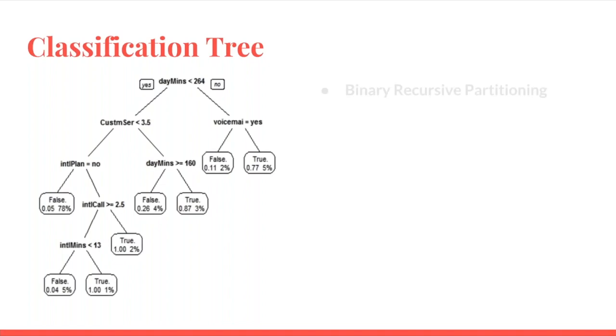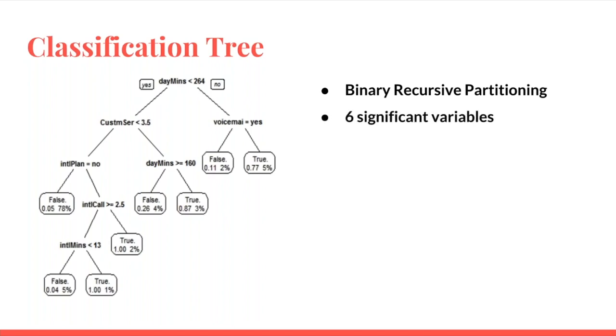A classification tree is a technique that uses binary recursive partitioning to build a decision tree that illustrates how explanatory variables influence the outcome of the response variable. Here the classification tree identified 6 significant variables: total day minutes, number of customer service calls, having international plan or not, total international calls, total international minutes and having voicemail plan or not. Therefore, international plan is identified as significant by the classification tree as well.